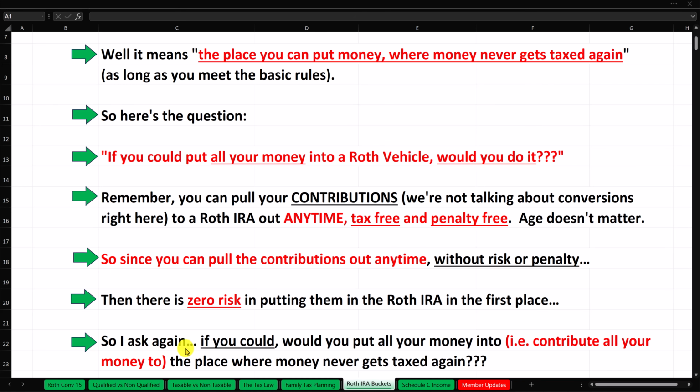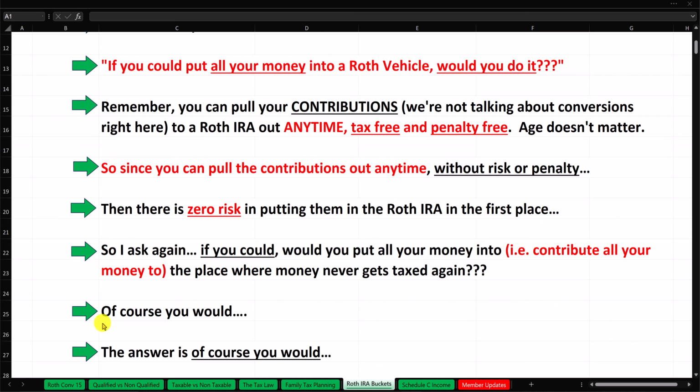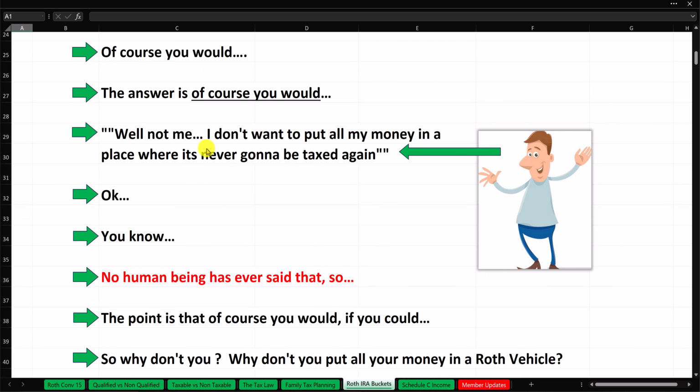So I ask again, if you could, would you put all your money into, i.e. contribute all your money to the place where money never gets taxed again? Of course you would. The answer is of course you would. Well, not me. I don't want to put all my money in a place where it's never going to get taxed again. Okay, no human being has ever said that, so please. The point is that of course you would if you could.